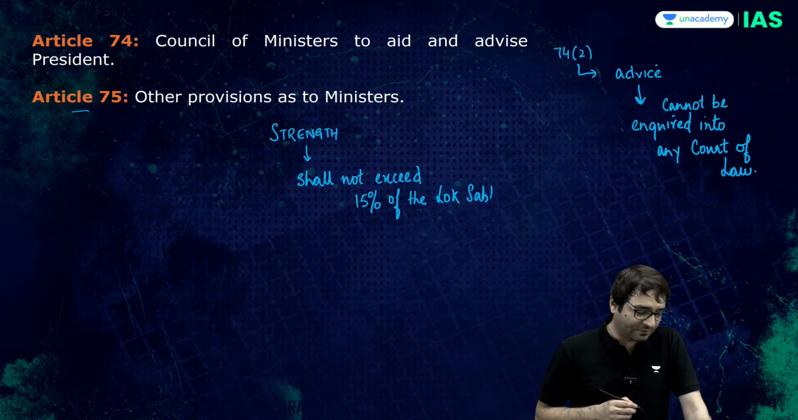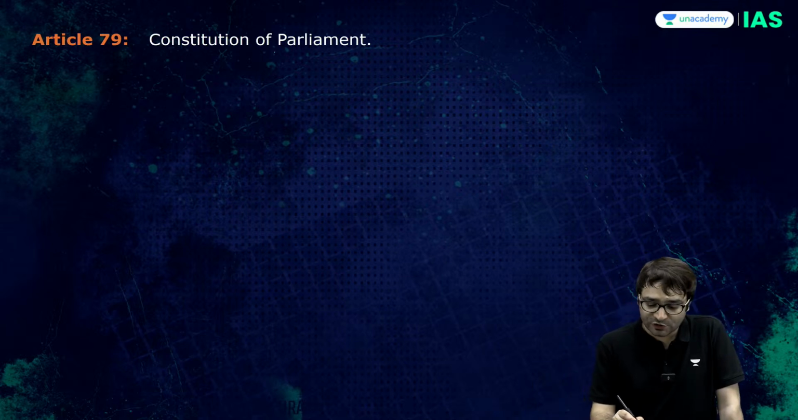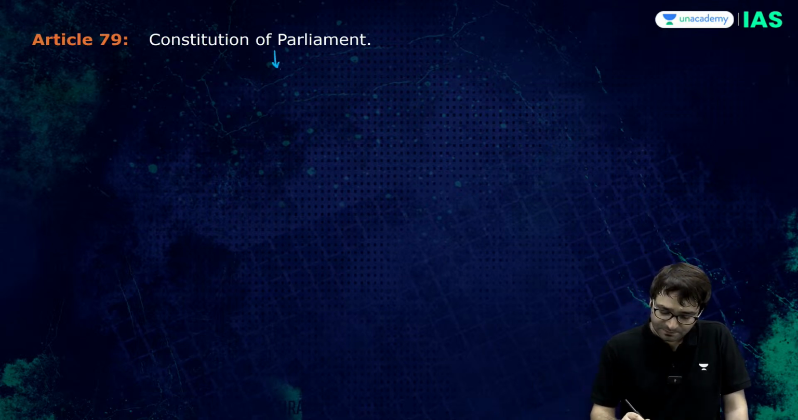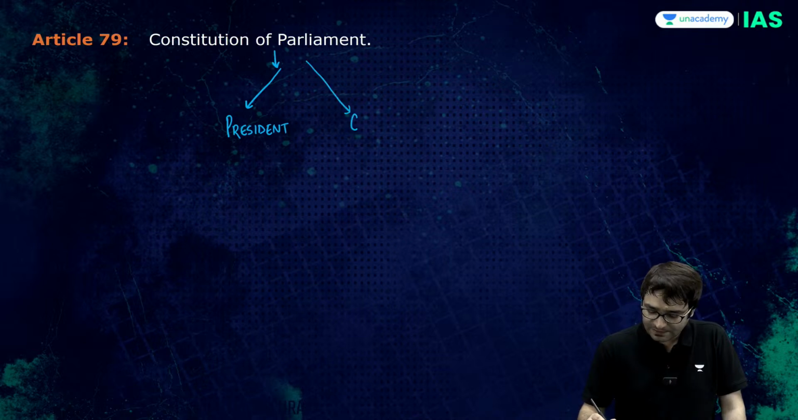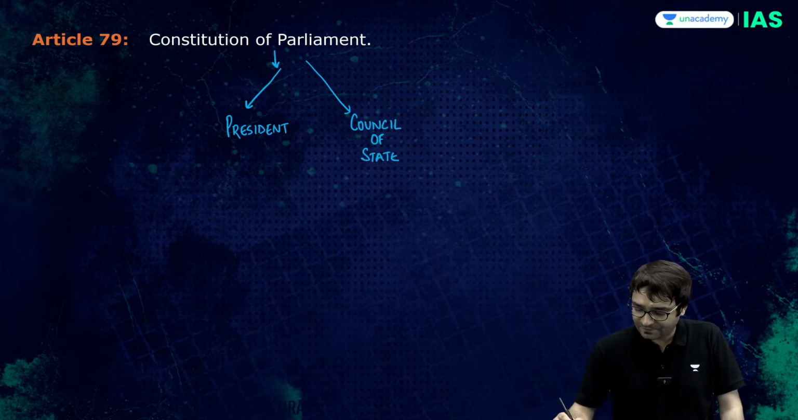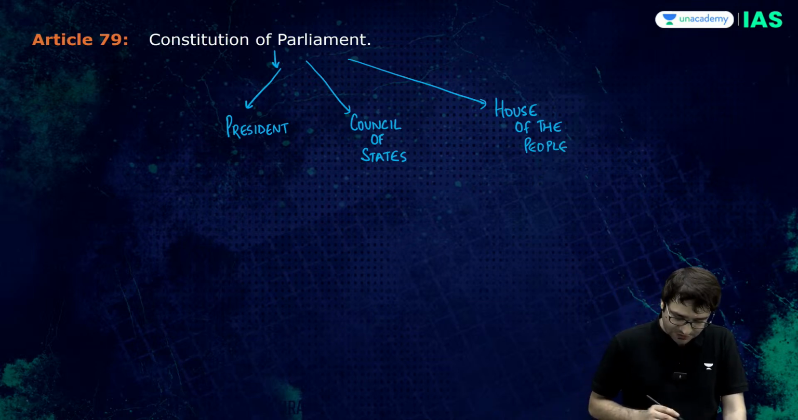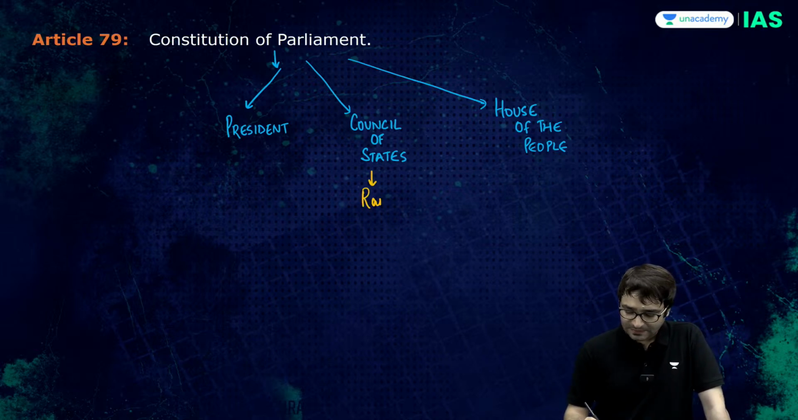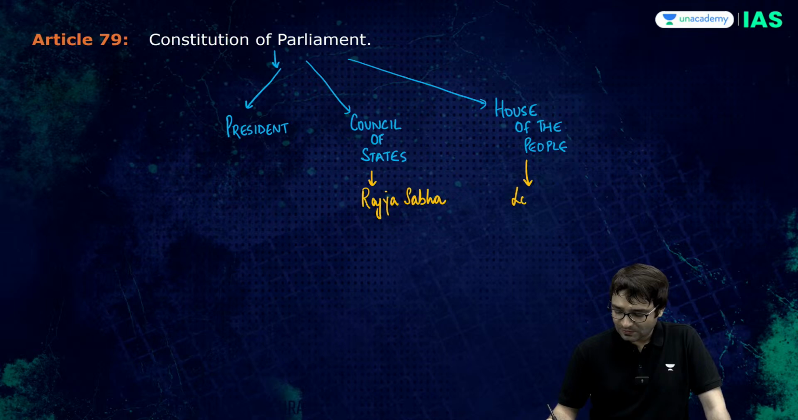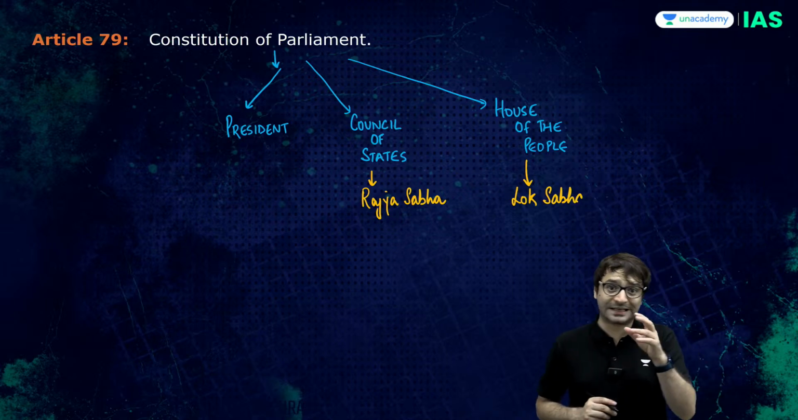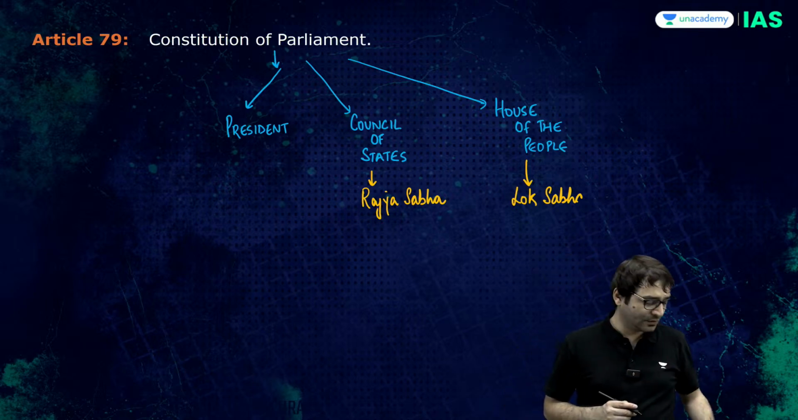That's Article 75. Article 79 talks about the Constitution of Parliament. Parliament consists of the President, the Council of States, and the House of the People. It is slightly later that Hindi names were given to these houses. Council of States is known as the Rajya Sabha, and House of the People is known as the Lok Sabha. So Parliament consists of the President, Rajya Sabha and Lok Sabha.